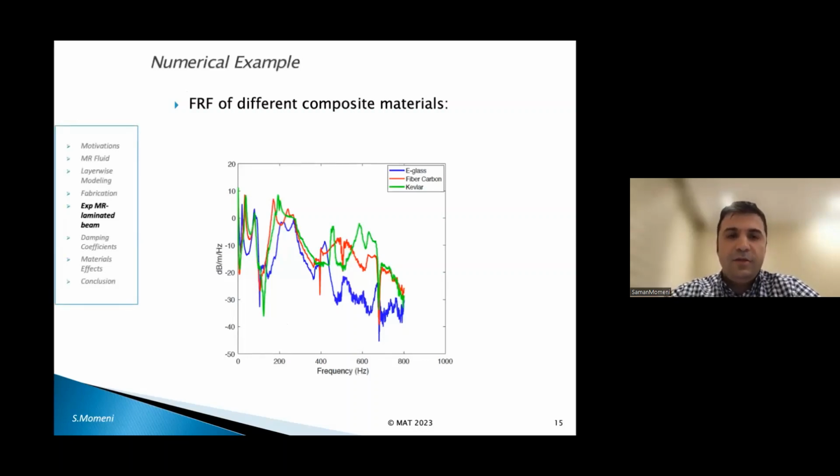This figure shows the FRF of different composite materials. In this figure, it is obvious that the FRF of e-glass is lower than fiber carbon and Kevlar. In other words, this phenomenon means that the natural frequency and damping coefficient of e-glass is lower than fiber carbon and Kevlar.